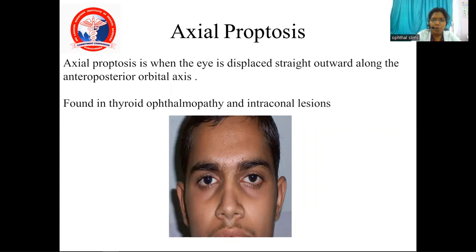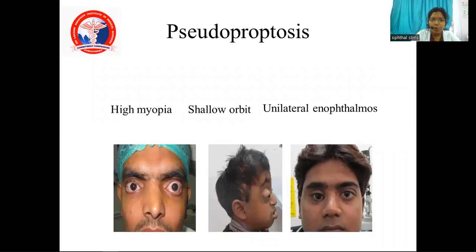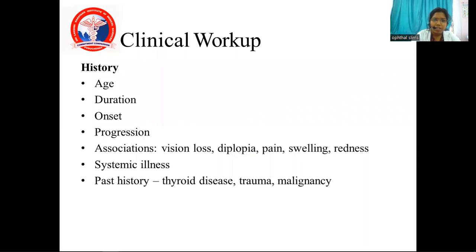Axial proptosis. Axial proptosis is when the eye is displaced straight outward along the anterior posterior axis or orbital axis. It is found in thyroid ophthalmopathy and intraconal lesions. Abaxial proptosis, also known as non-axial proptosis, is when the eye is pushed forward and also displaced off the central axis. It is found in extraconal tumors. Pseudoproptosis is seen in cases of high myopia, shallow orbit, or if there is an enophthalmos on the opposite side.